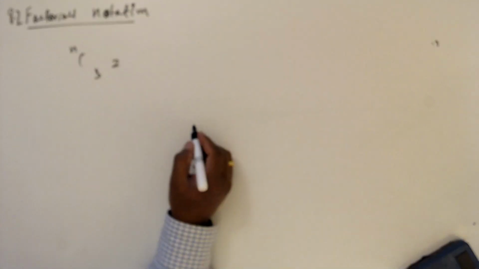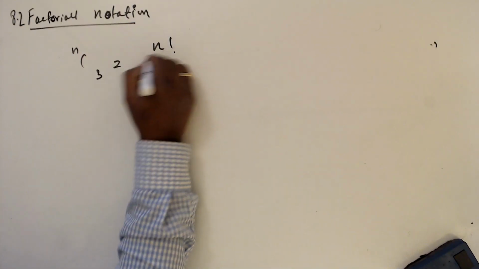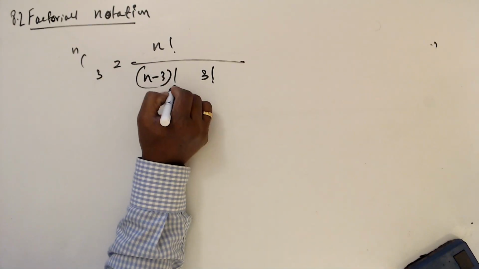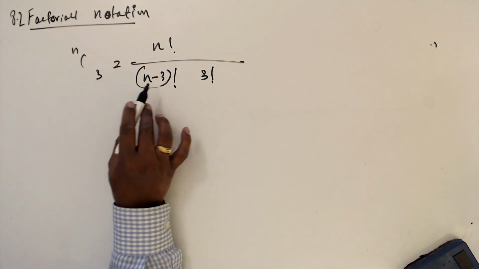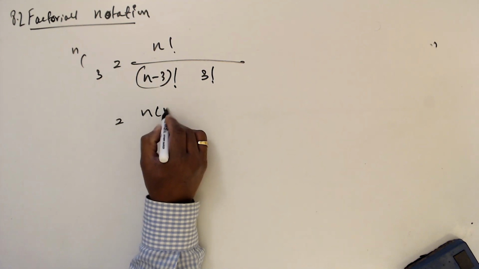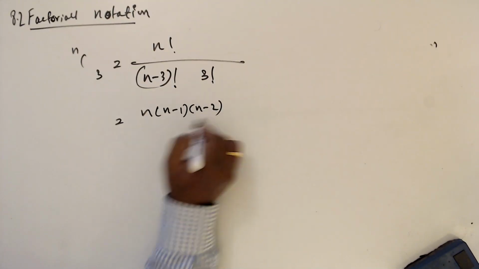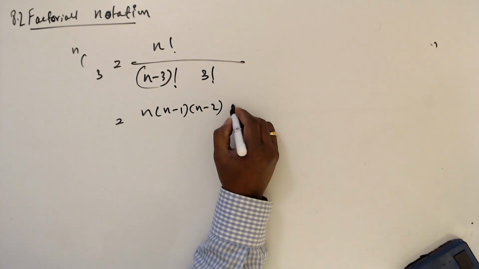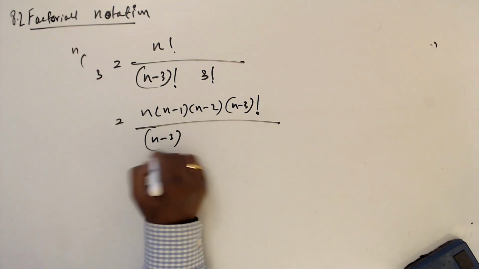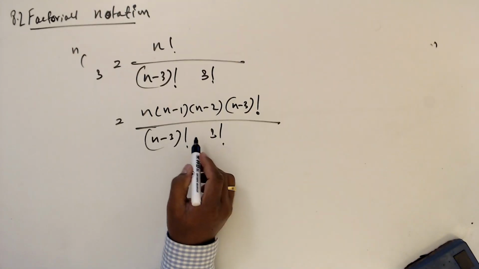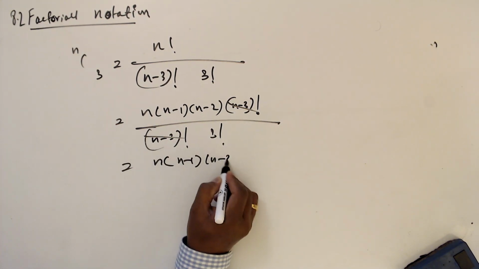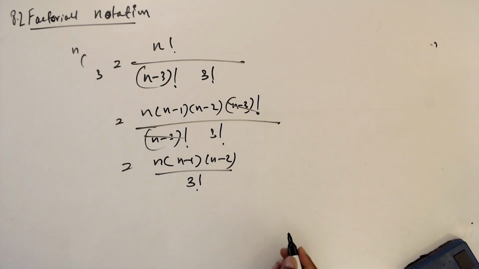nC3 is factorial n over factorial 3 and n minus 3 factorial. Now I want to cancel n minus 3. So I am going to write factorial n as n, n minus 1, n minus 2, and the rest I will write as n minus 3 factorial. Then n minus 3 factorial with this one and factorial 3, so this is cancelled out. n times n minus 1 times n minus 2 over factorial 3.